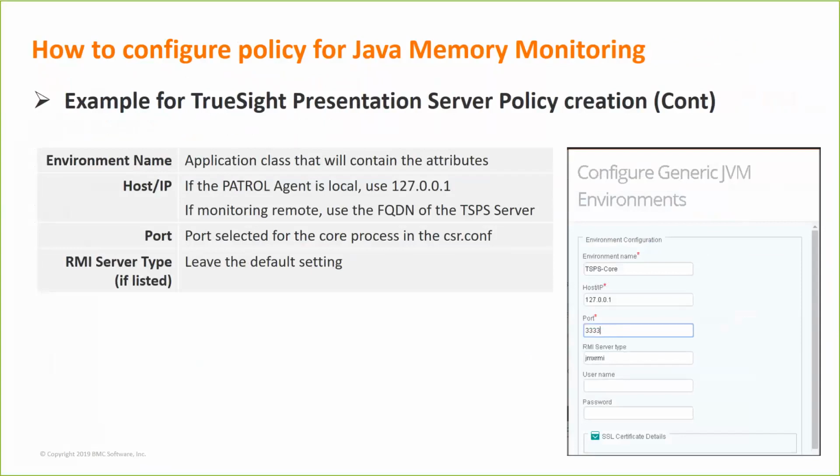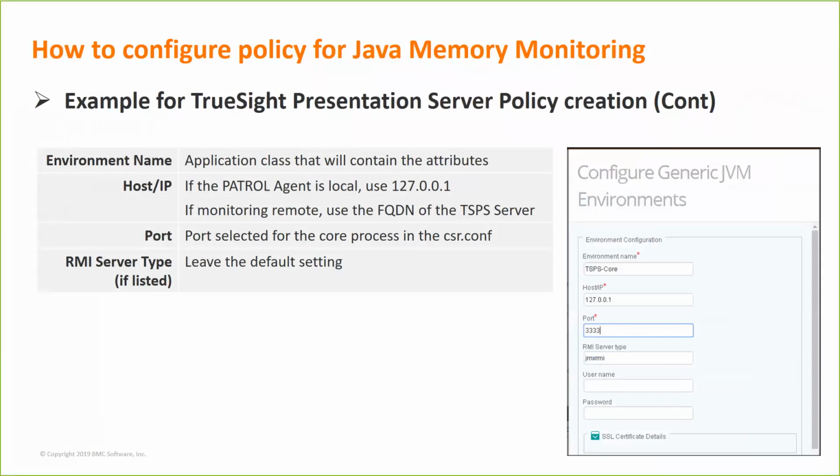Now we want to give it the information on the process that we're actually going to be monitoring. The first process we're going to configure will be the core process. I called it TSPS-core. That's going to be a top-level application class under the generic Java server monitoring, so that I know which process I want to look at.